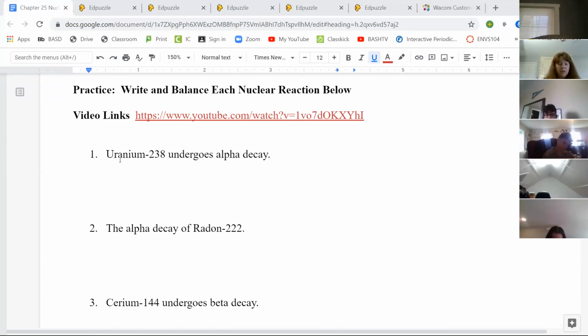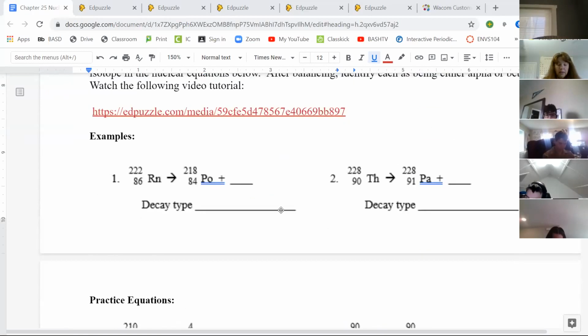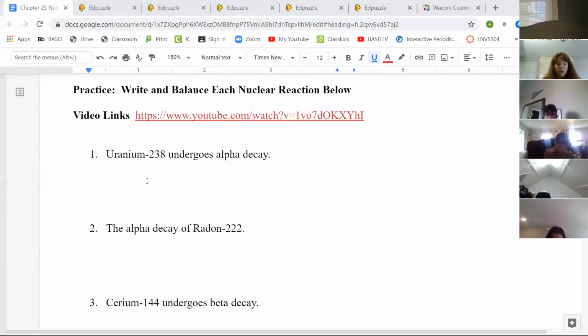So first of all, it just says uranium-238 undergoes alpha decay. We know that we need to make it look something like this, where we have something on the left, an arrow, and then a couple things on the right. So to do that, we need to first figure out what we're starting with. In this case, the particle that is undergoing decay is uranium-238. But that is not written in nuclear symbol notation. So we have to start by changing that into that nuclear symbol notation.